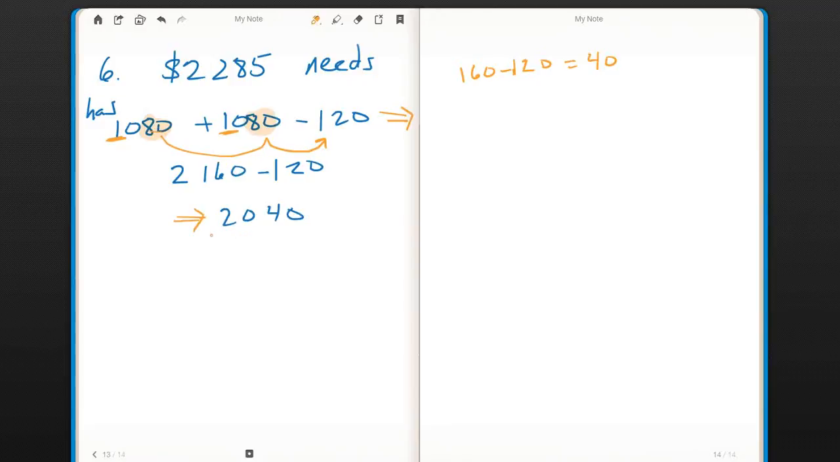You can make it a two-step problem, add the 1,080s together and then subtract 120, or you can just subtract the 120 from the 160. But the question is, how much more money does she need? So she needs to have, in order to buy the stuff she wants, $2,285. What she currently has is $2,040. So she must need $245 to buy the things that she needs.